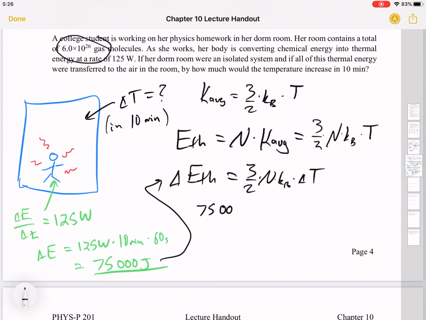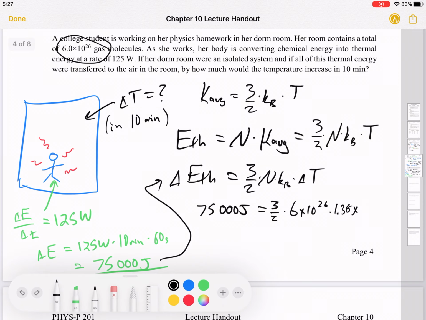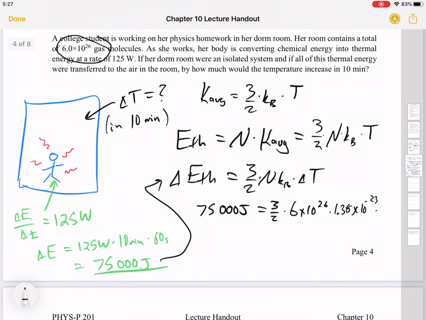So 75,000 joules equals 3/2 times 6 times 10 to the 26 times the Boltzmann constant, which is 1.38 times 10 to the minus 23, times delta T. The only thing I don't know is the temperature change, and what I get for that is 6 degrees. That's 6 degrees Celsius. It's also 6 Kelvin, because it's a delta T. So we should say 6 Kelvin, but also 6 degrees Celsius.